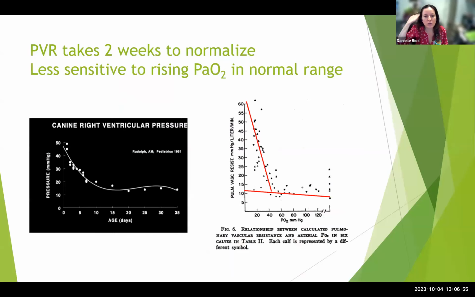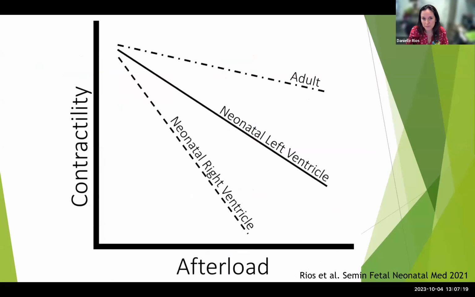So why is acute PH even a problem in our population? Previous studies have shown that pulmonary vascular resistance, or PVR, takes 2 weeks to normalize after birth, as shown on the image on the left. Additionally, on the right, you can see that PVR decreases rapidly, going from low PaO2 to a normal range PaO2, but there's less change after attempting to increase PaO2 past the physiologic range.